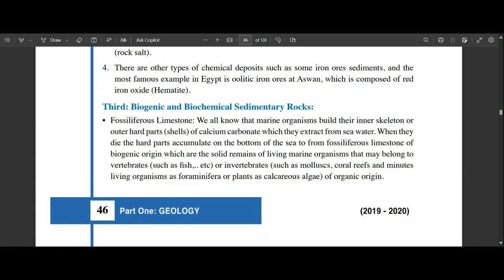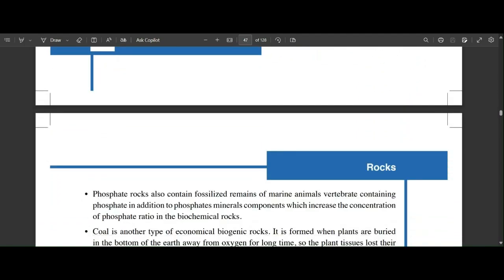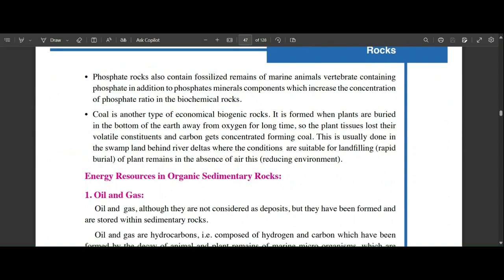which are the solid remains of living marine organisms that may belong to vertebrates such as fish, or invertebrates such as mollusks, coral reefs, and minute living organisms such as foraminifera, or plants such as calcareous algae of organic origin. Phosphate rocks also contain fossilized remains of marine vertebrate animals containing phosphate, in addition to phosphate mineral components, which increases the concentration of phosphate in the biochemical rocks.